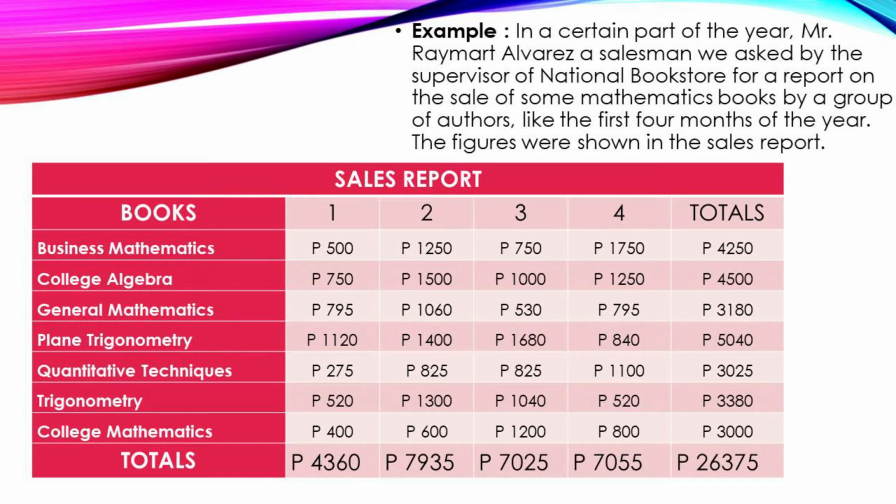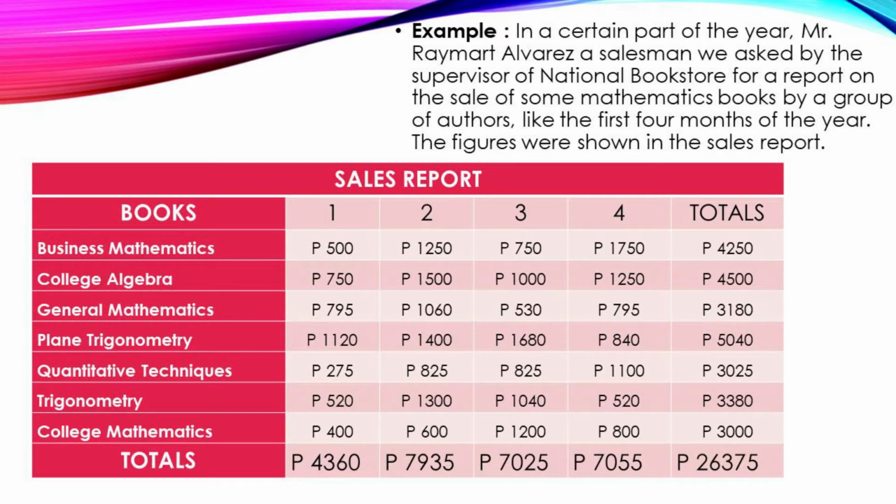Fifth, quantitative techniques. First month, we have 275 pesos. Second month, 825 pesos. Third month, 825 pesos. Fourth month, 1,100 pesos. Then the total for first month to fourth month in quantitative techniques is 3,025 pesos.